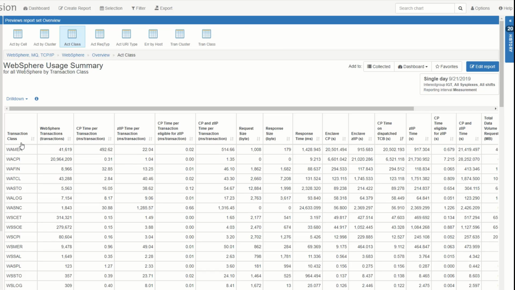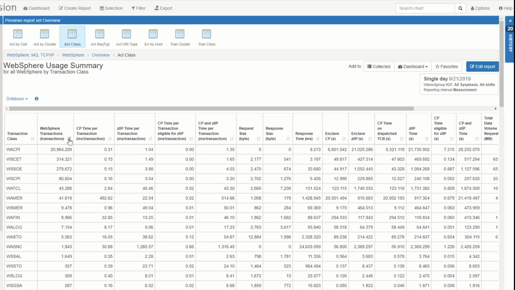by transaction class. You'll also see some things that we haven't seen yet, like CPU time per transaction and CPU time eligible for zIIP. Now, all these metrics could be graphed in charts if you choose, but they're collected here to put related metrics together in easy-to-use tables. Rows are sorted by default by transaction class name, but you can sort on any value you want by clicking on the arrows in the column headers.